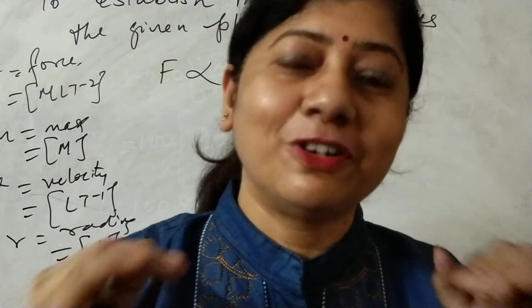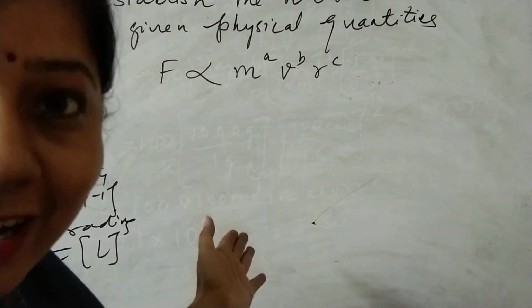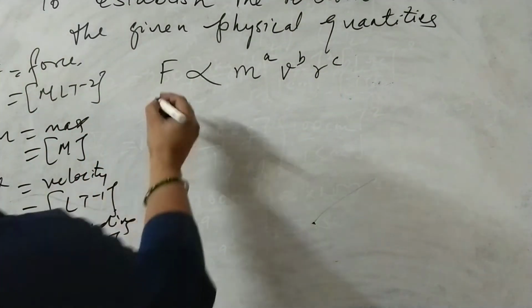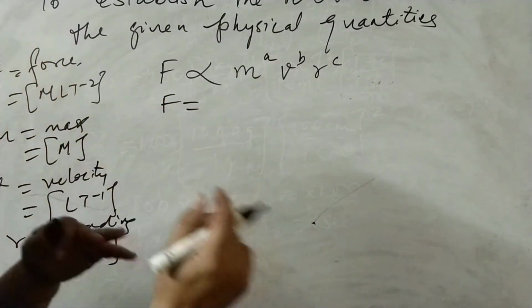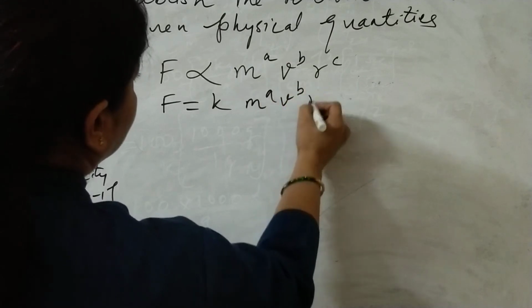What are we going to do? We are going to find out the formula. Now, in order to find out the formula, we follow steps. The first step: F is equal to, when we remove the proportionality, we put some constant k, so F = k m^a v^b r^c.